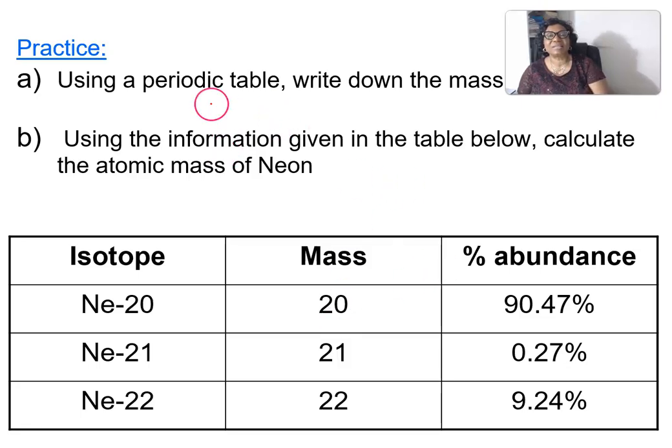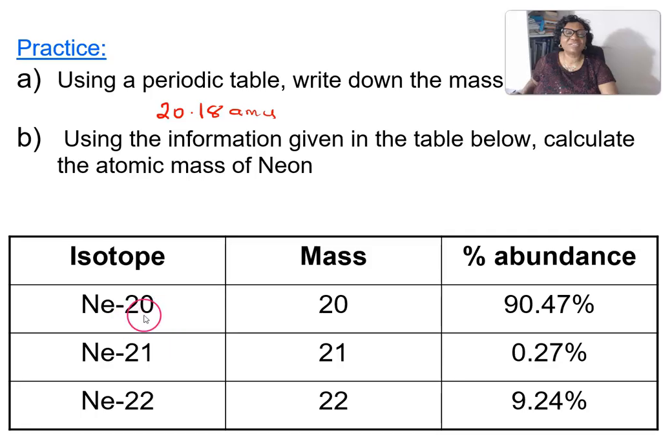So we can practice this. Using a periodic table, write down the mass of neon. B. Use the information given in the table below. Calculate the atomic mass of neon. So let's look at the periodic table and get the atomic mass of neon. So what is the atomic mass of neon? The atomic mass of neon is 20.18 atomic mass unit. That's what I got from the periodic table.